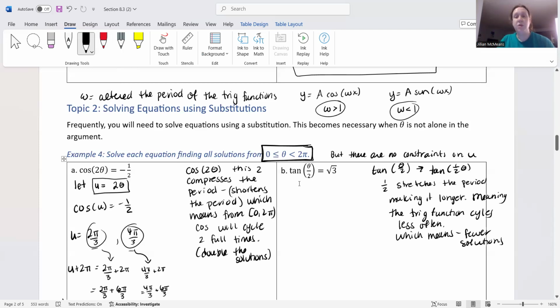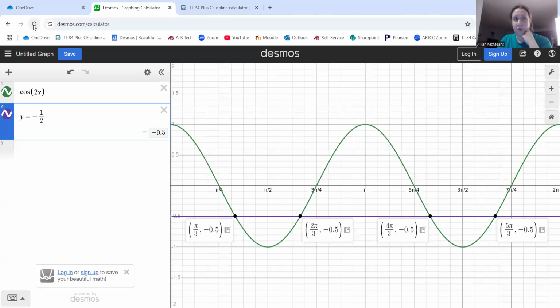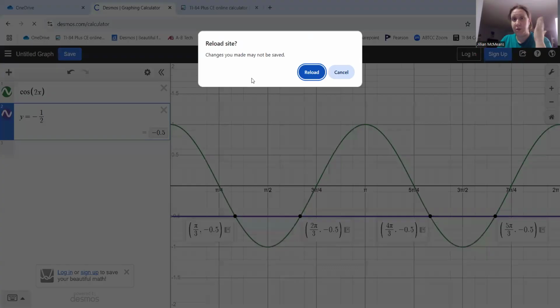Okay, so let's talk about tangent really quick. So we're looking at tangent of theta over 2 equals root 3. Let's go back to Desmos. I'm going to have to clear out the old junk. So if you want to clear it out and just go back to scratch, you can go to this refresh button and it'll let you reload.